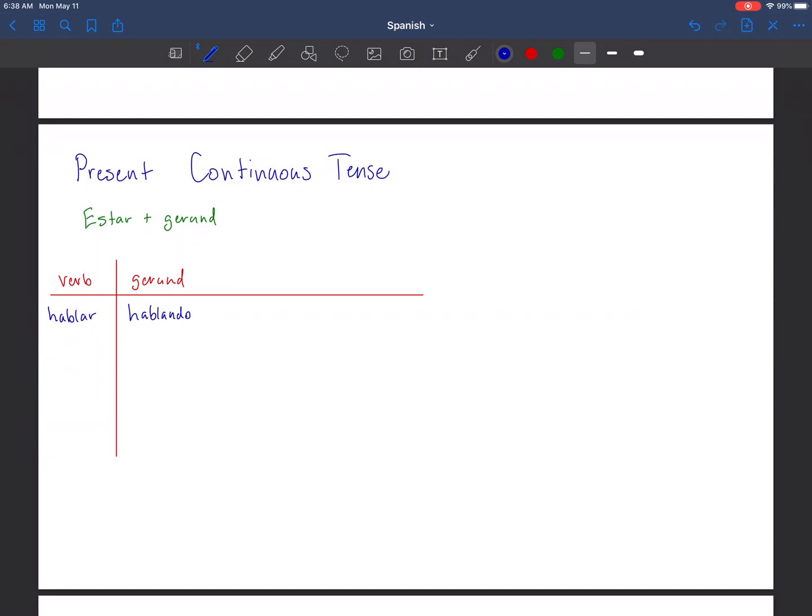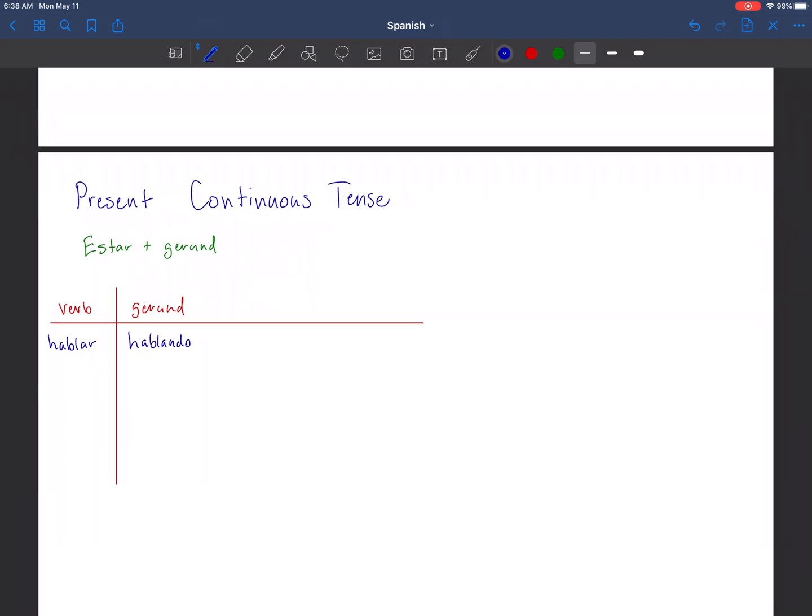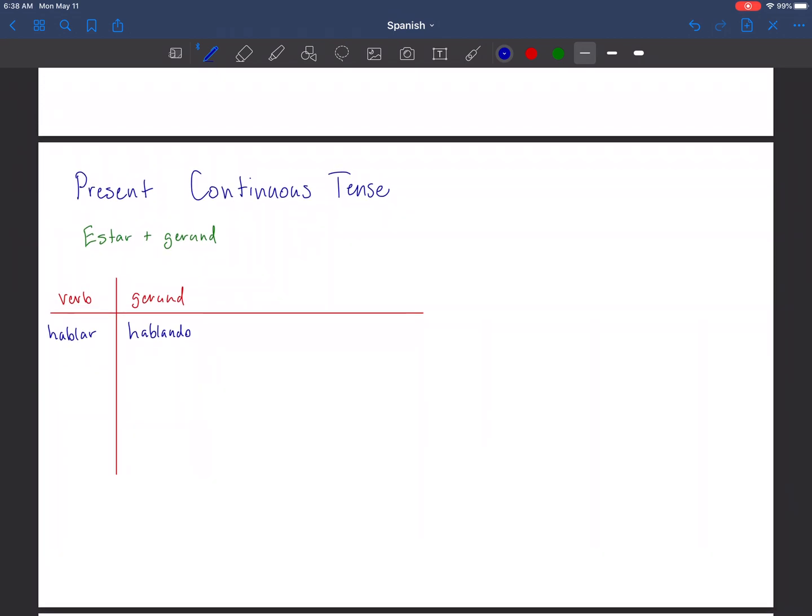Now an example of an IR word would be escribir, right? And what would this turn into? Escribiendo. So with IR verbs, you're going to have that iendo on the end of it. And this means to write. So you would say estoy escribiendo, right? I am writing. Now you can have ER verbs as well.